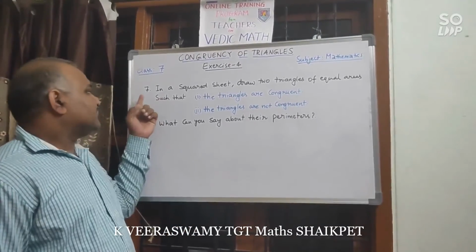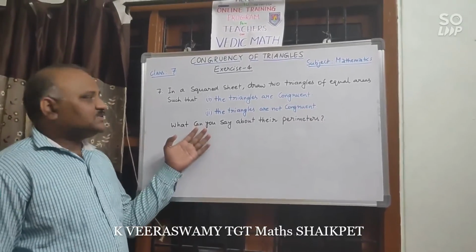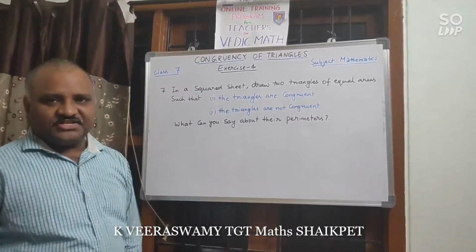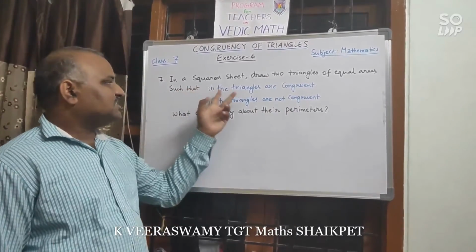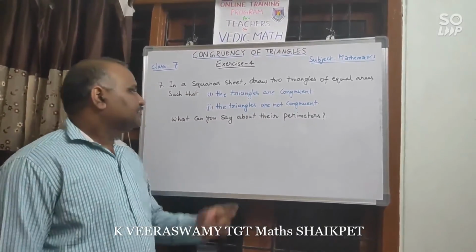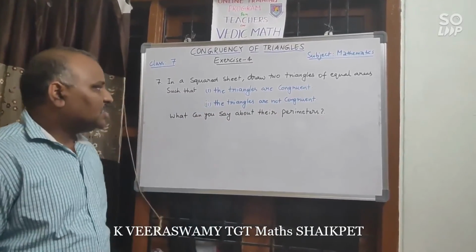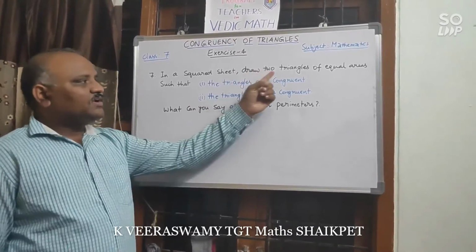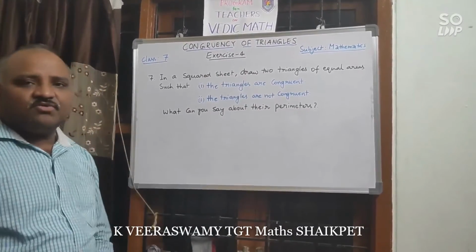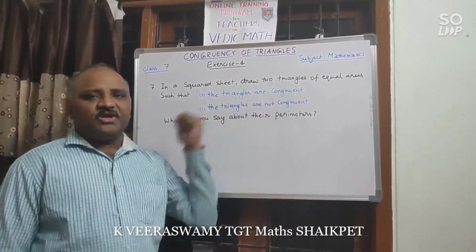Let us see the 7th question in the same exercise 4. Here it is given that on a squared sheet, draw two triangles of equal area such that the triangles are not congruent. Here it is very simple. By seeing this, we need to have triangles with equal areas. That means, and these triangles are not to be congruent.